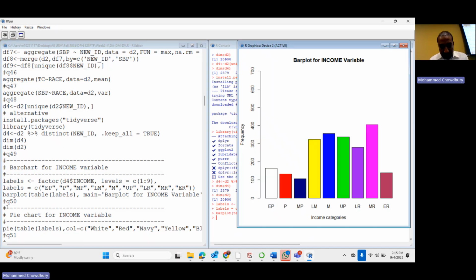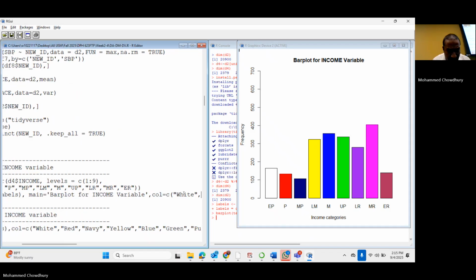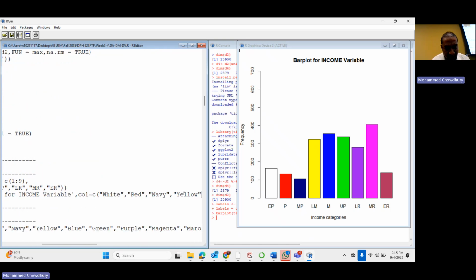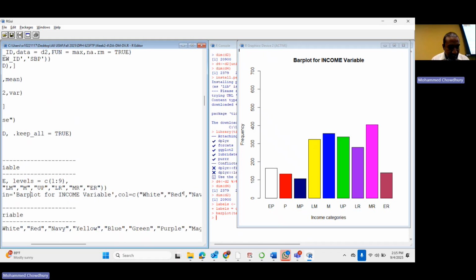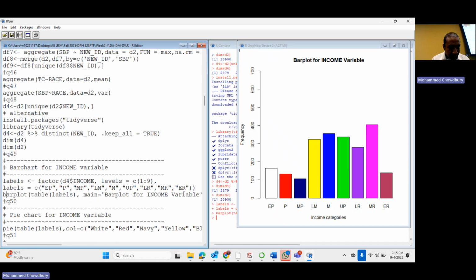Okay. And there are colors. Let me see what color names I put in there. I think, yeah, color. See, white, red, navy, marble, blue. All of these things could be put in there. Okay. So you have seen how to do the bar chart for the income variable.